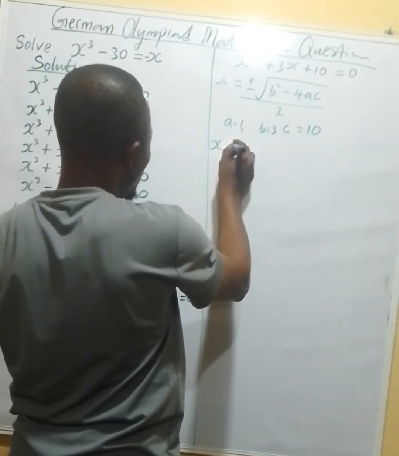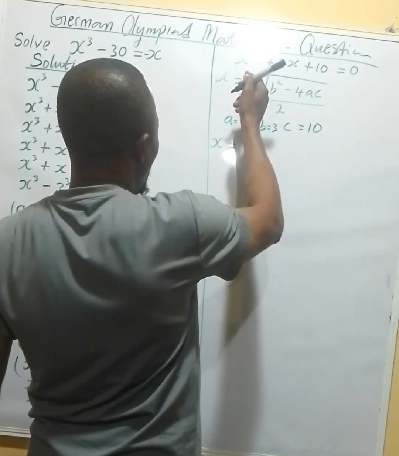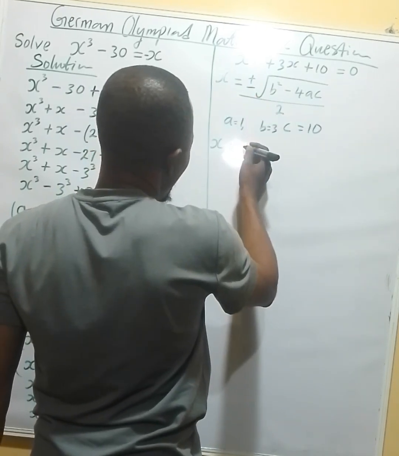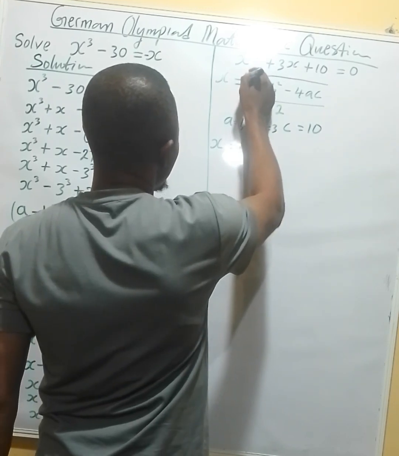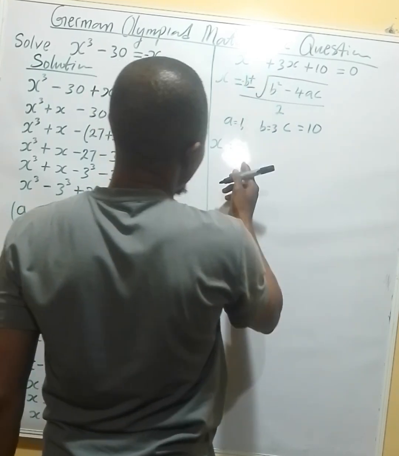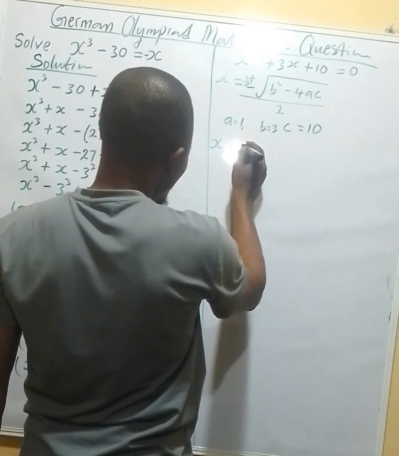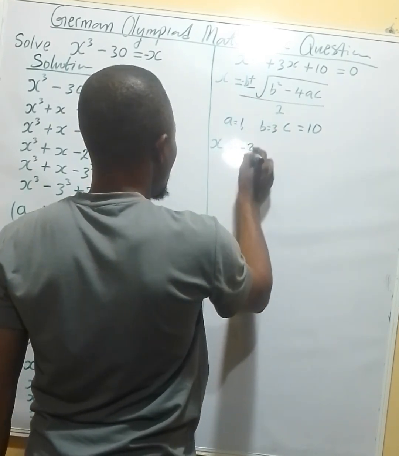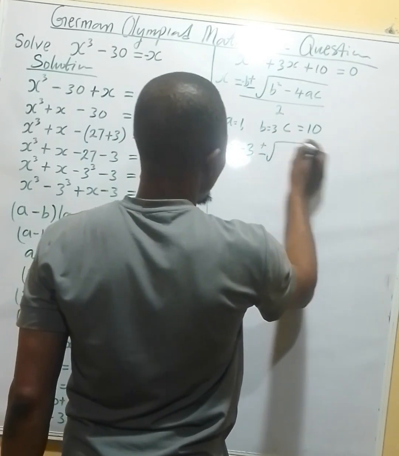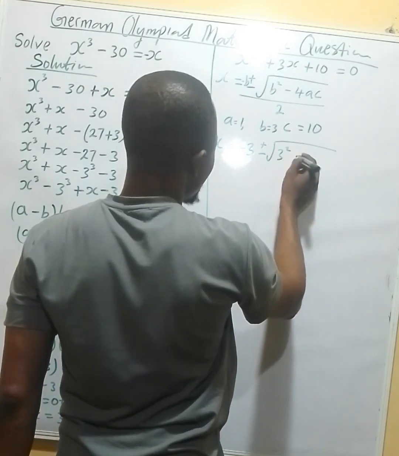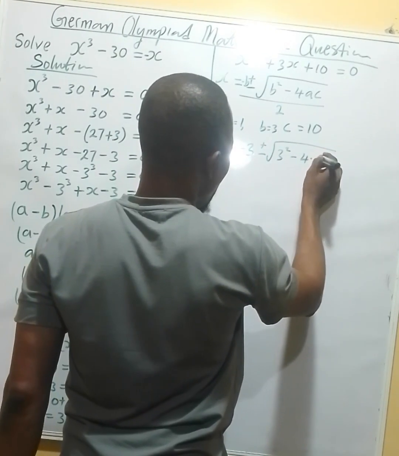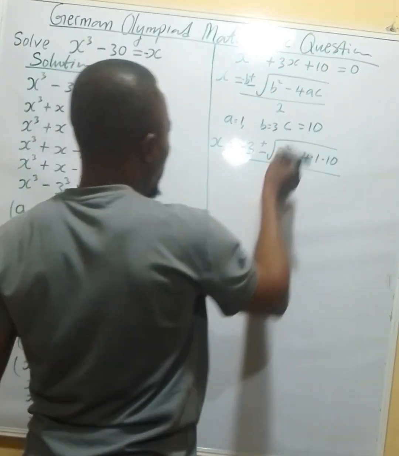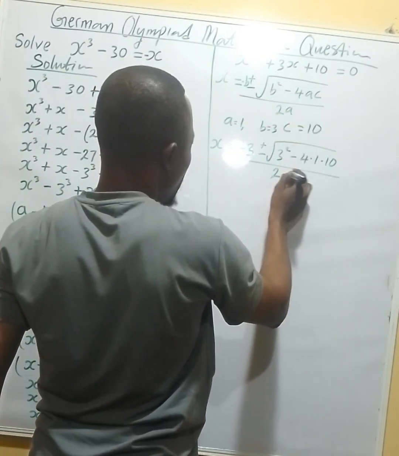So we now have x equals to minus b. Our b here is 3, so it will now be minus 3 plus or minus square root of b squared, which is 3 squared, minus 4 times a, our a is 1, 4 times 1, times our c, which is 10, times 10. Everything over 2a, that is 2 times 1.